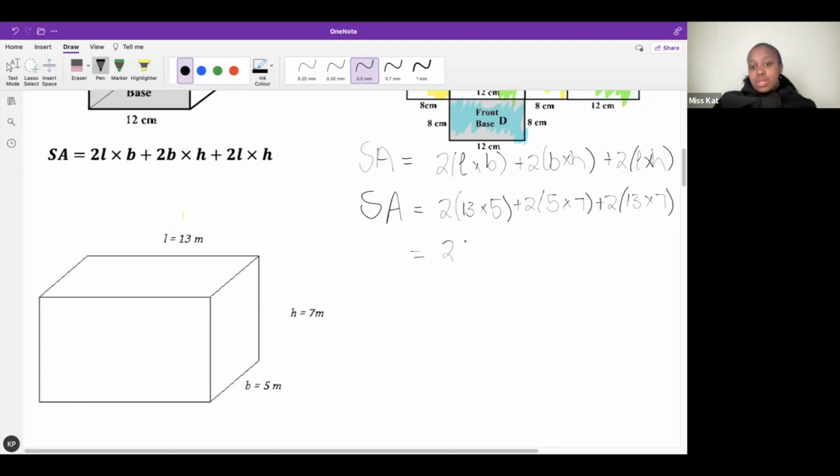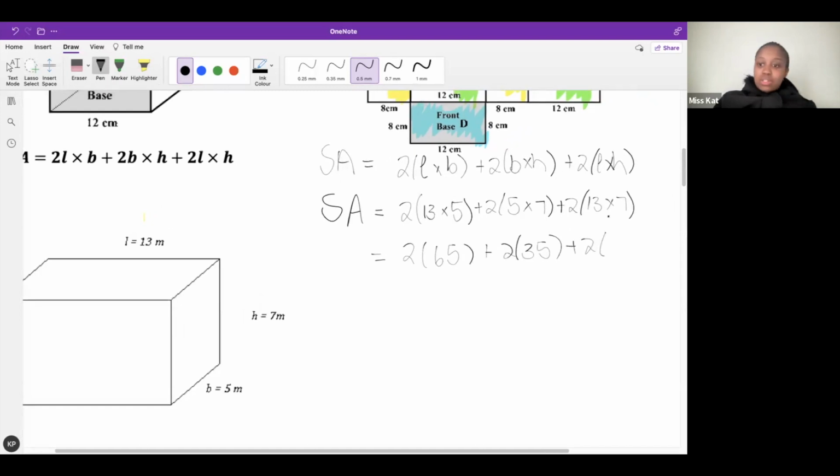So the first one is twice 65 plus twice 35, I think. Plus twice, what's 13 times 7? Something like 91, I heard. What's 13 times 7? Yes, 91. And then, of course, 130 plus 70 plus 182. Therefore, the surface area is 382.